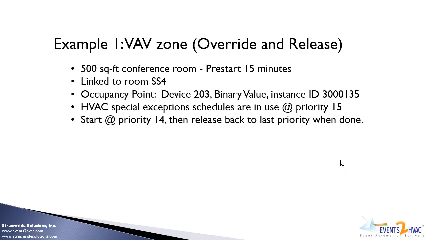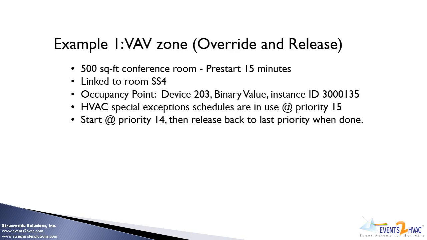For the first example, we'll show how to map a single VAV zone with the following requirements. This will be a small 500 square foot conference room, and it will require 15 minutes to get to set point from unoccupied mode. It will be scheduled from room SS4 in the Dean Evans EMS scheduling system, and will link to a BACnet object on device 203, binary value instance ID 3,135,000, which is the occupied command for this VAV.